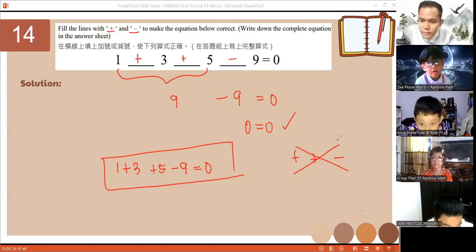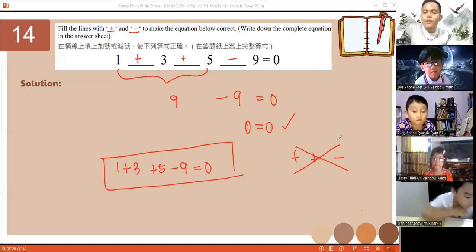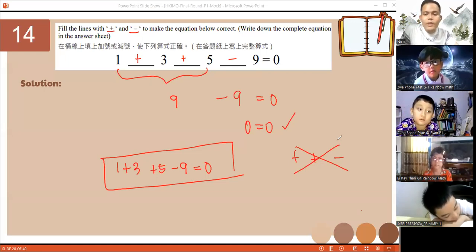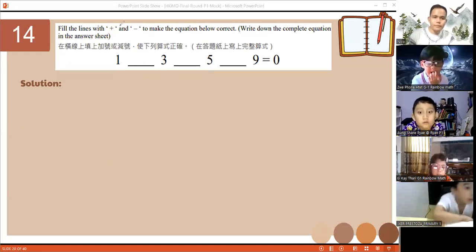Okay, listen. So it's Gibran and Yan. You write the whole equation, so include equal to 0. Then you complete it. You include the numerical values. Okay, very good. Let's proceed with number 15.